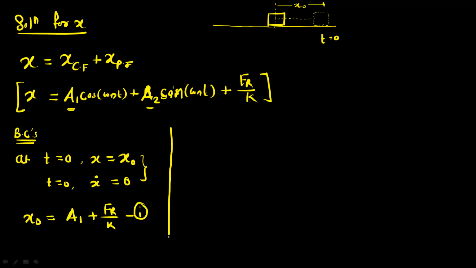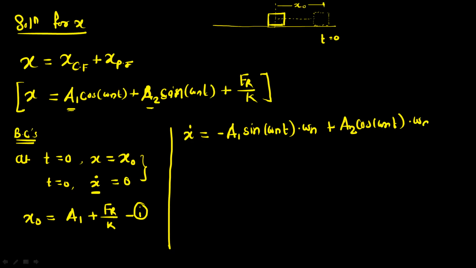Now for the second condition, we should find out the x dot value. That is the equation for x dot. So differentiate this complete equation. So x dot is equal to minus a1 sine omega nt into omega n plus a2 cos omega nt into omega n and plus 0.